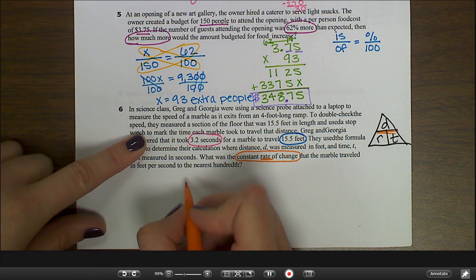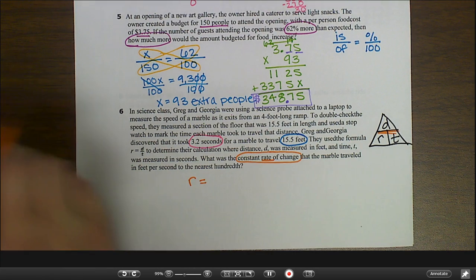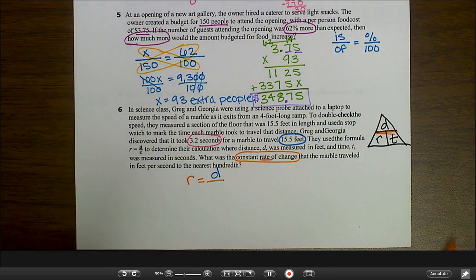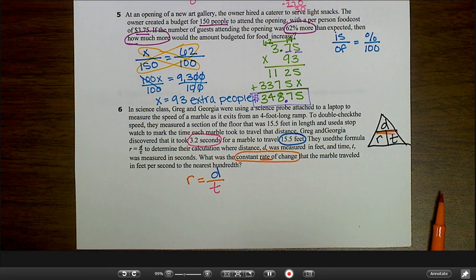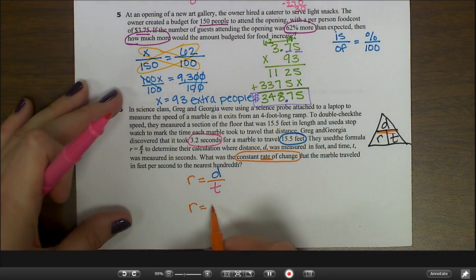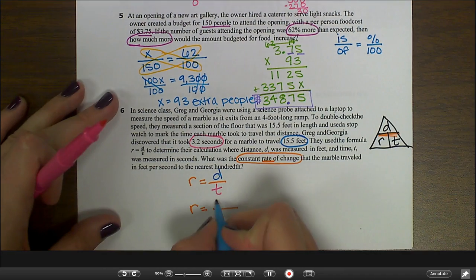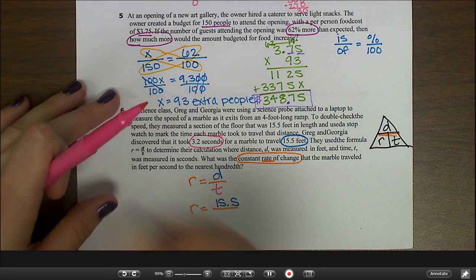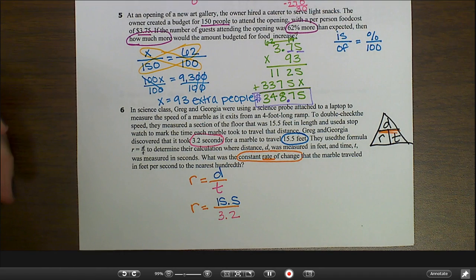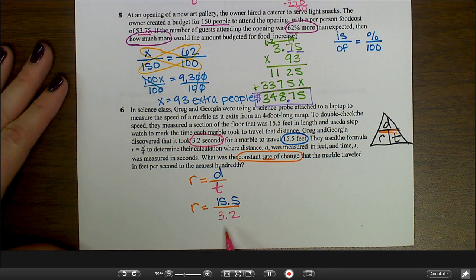So I'm going to go ahead and write my formula. Rate equals distance divided by time. And whenever I have a problem that involves a formula, the first thing I need to do is always to write the formula. So that's step one, write the formula. Step two is to fill in what I know. So I don't know rate, that's what we're solving for. I know that my distance is 15 and 5/10, and I know that my time is 3 and 2/10. So I'm dividing 15 and 5/10 by 3 and 2/10.